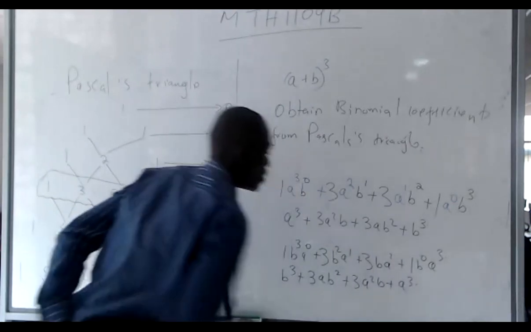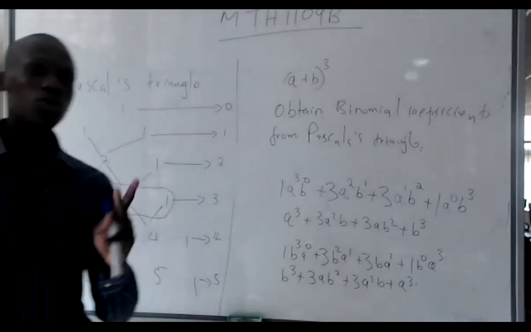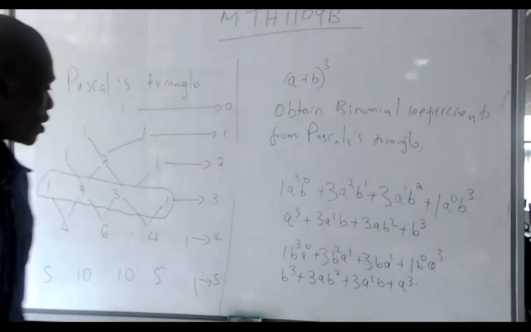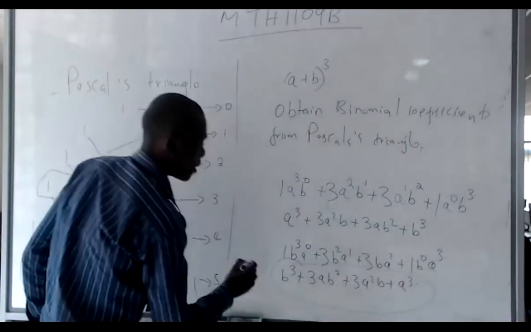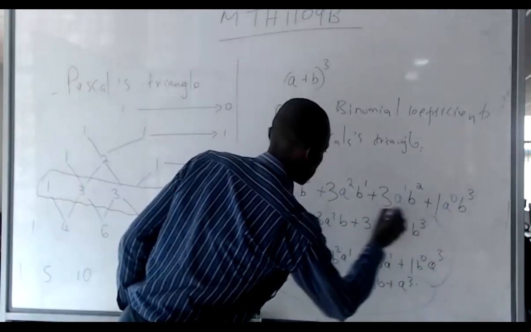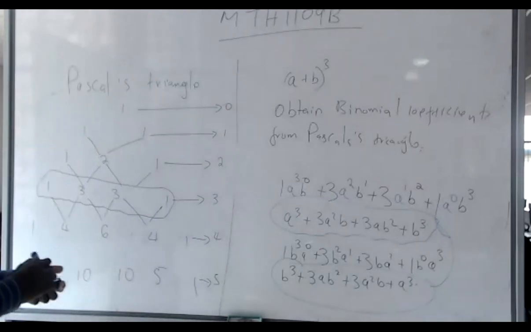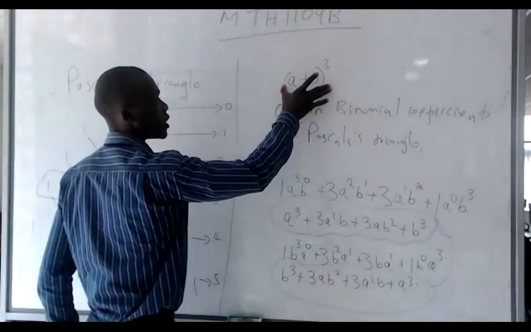You all know that multiplication and addition of real numbers is commutative. So it doesn't matter whether you start from the left or the right. So these are actually the same numbers. Both are identical. They are expansions of A plus B cubed.